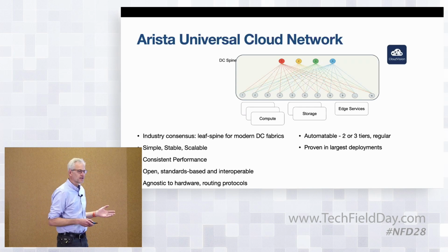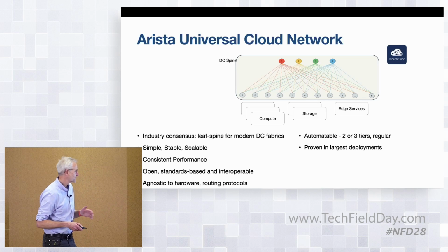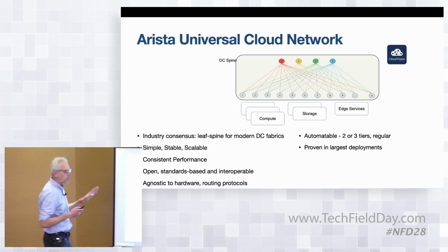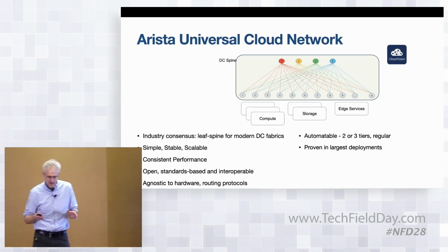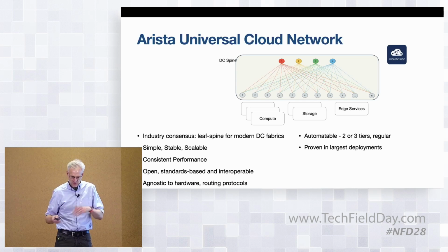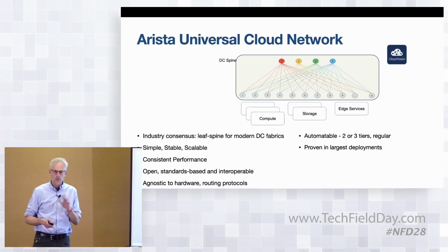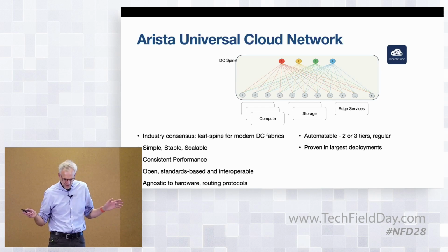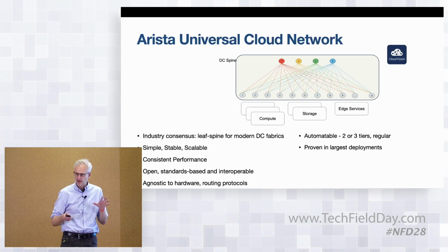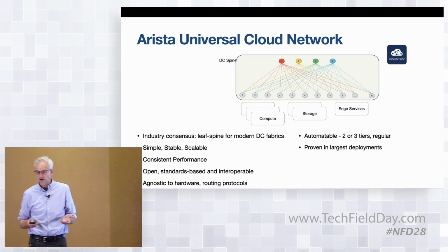This is a picture that you have probably seen, the Arista Universal Cloud Network. This is a widely used design across the industry. Leaf spine networks have been doing this for way more than 10 years. It's simple, stable, scalable. Performance is good, it's easy to automate. It's all based on open standards, IP. You can use any hardware switch and any routing protocols you want. It's automatable using tools like we have, and it's proven in very large deployments.